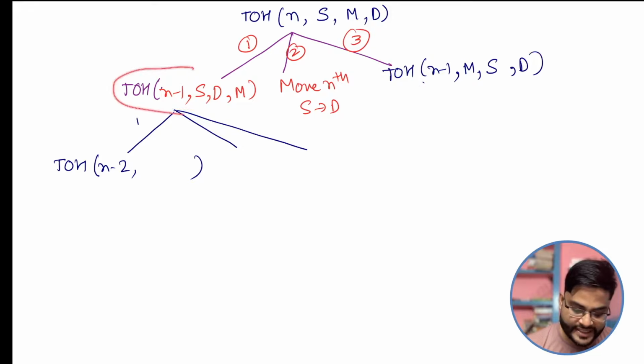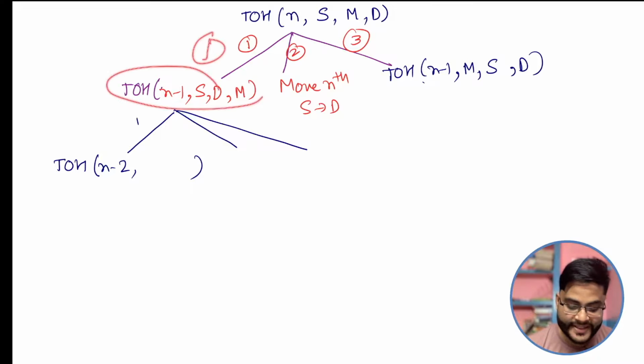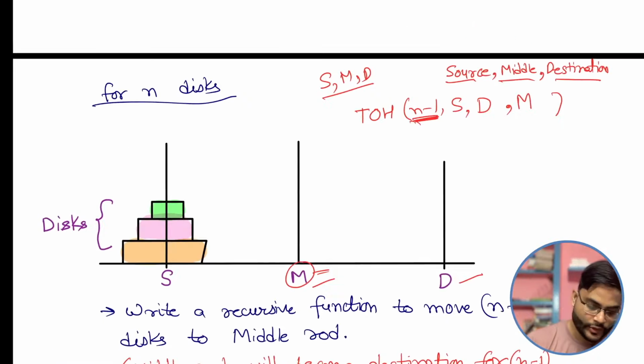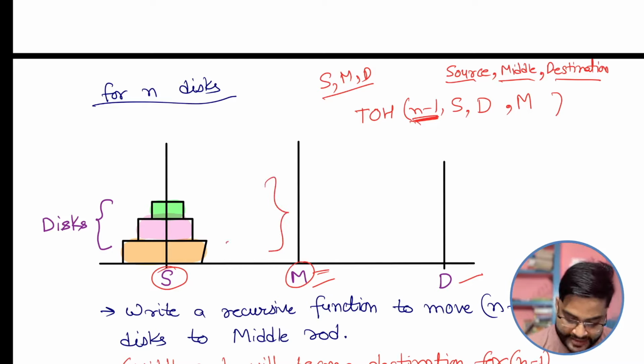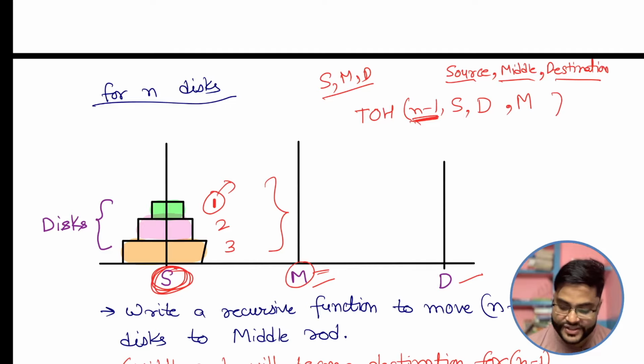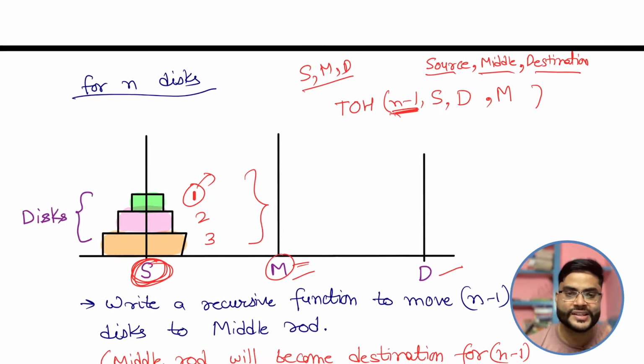My first recursive function will always have the same source. Let's see how. This will be my first recursive call from source to middle, right? In this call, what will happen? I will first call for, let's say, 3, then I will call for 2, then I will call for 1, and 1 will be my base case, right? But my source will remain the same, while the destinations will keep on changing.